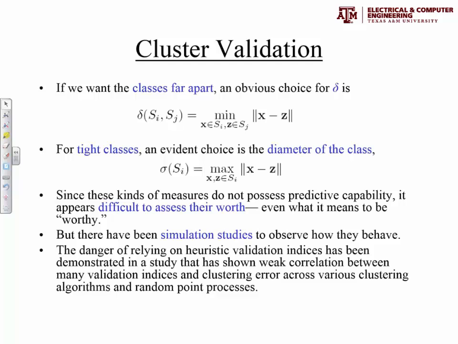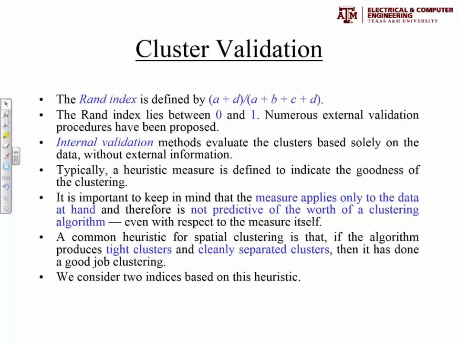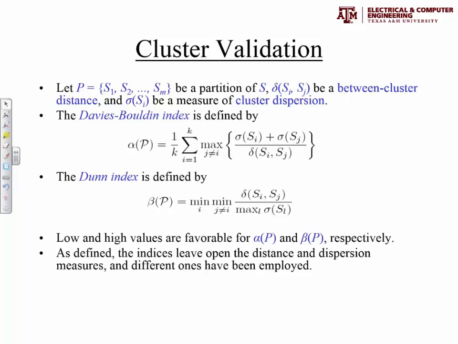So last time we were almost finishing up the chapter on clustering. And we were looking at measures of performance. Internal validation, where you just use the data. The heuristic here was that you want tight clusters and clusters that are separated cleanly from each other. So there were these two indices that you could use.